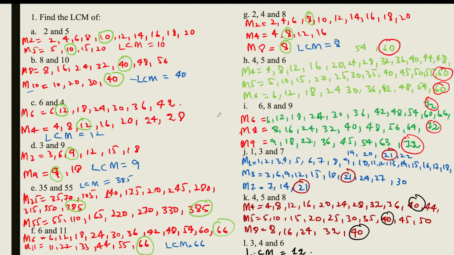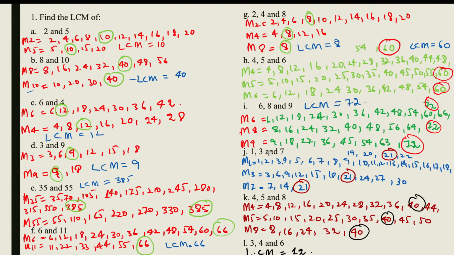In the next one we are having 4, 5, and 6. Again we express their multiples and check for the common one. The common one in here is 60. So the LCM is 60. For 6, 8 and 9, again we go through the same procedure, expressing the multiples, and then we check for the common one, which is 72. So the LCM of 6, 8 and 9 is 72.